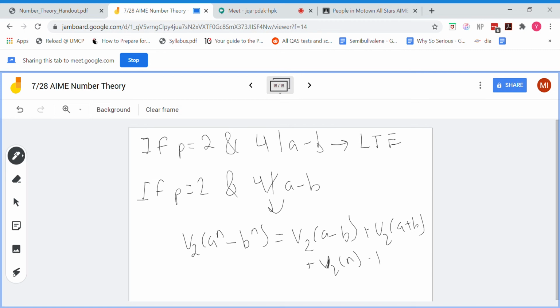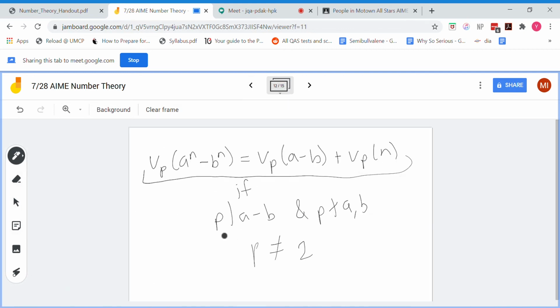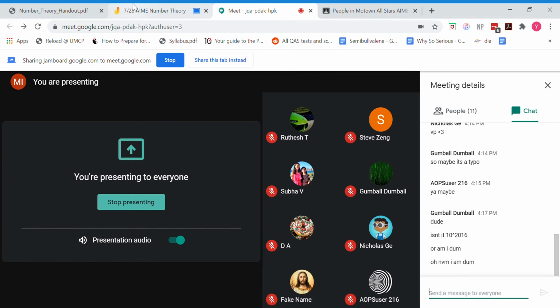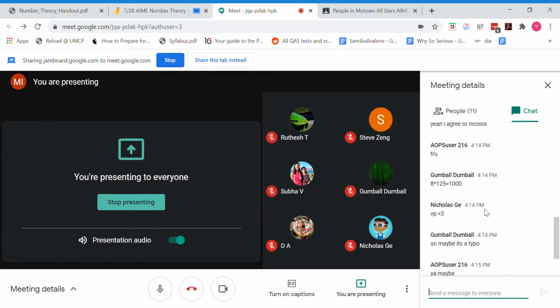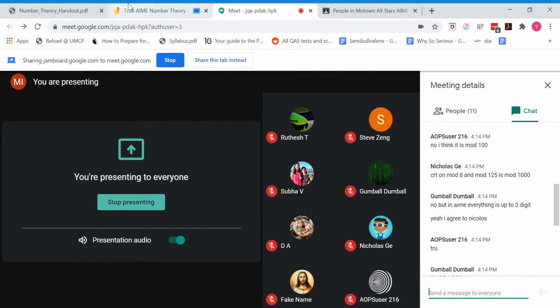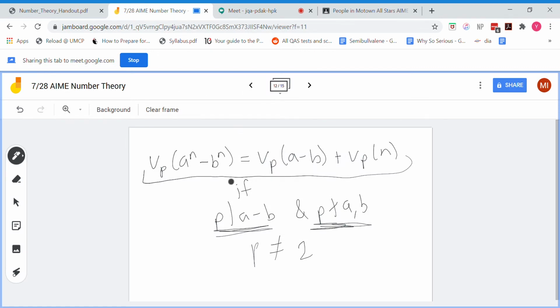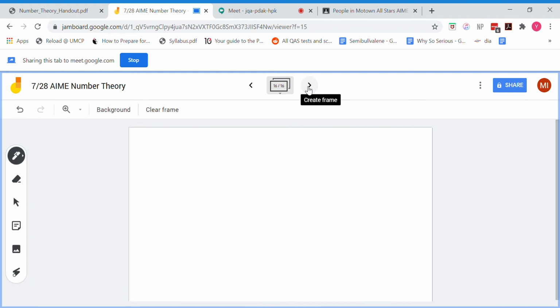And then another common error is not checking whether P divides A minus B. So going back to lifting the exponent, this is a major assumption. P divides A minus B, and P does not divide A, B. So if either of these does not hold true, then you can't use lifting the exponent. Alright? So that's enough on theory.